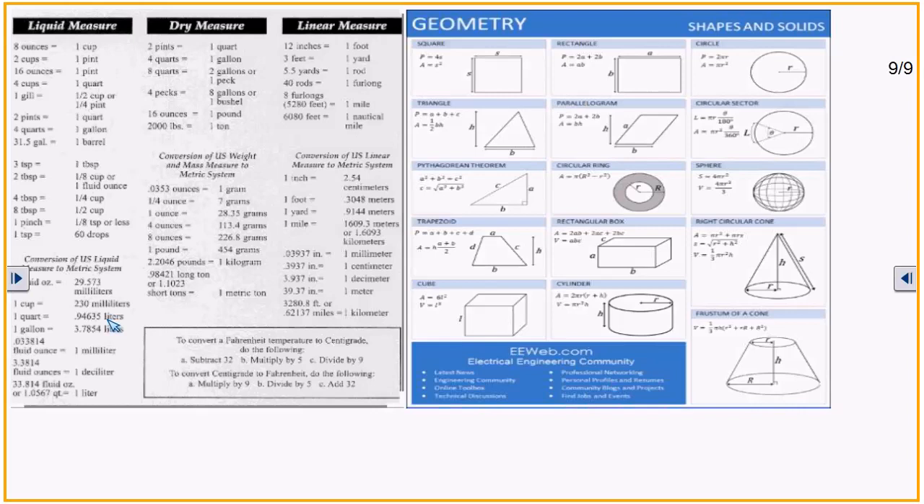Hello again, and this video is going to be talking about measurements and perimeter, area, and volume. I would highly suggest that you go to Google and pull up a measurement conversions sheet and a geometry perimeter, area, volume sheet.